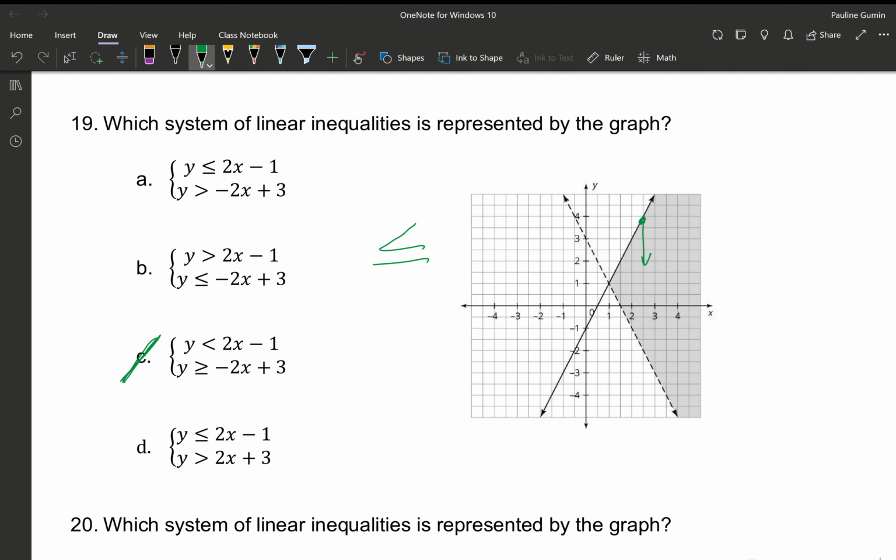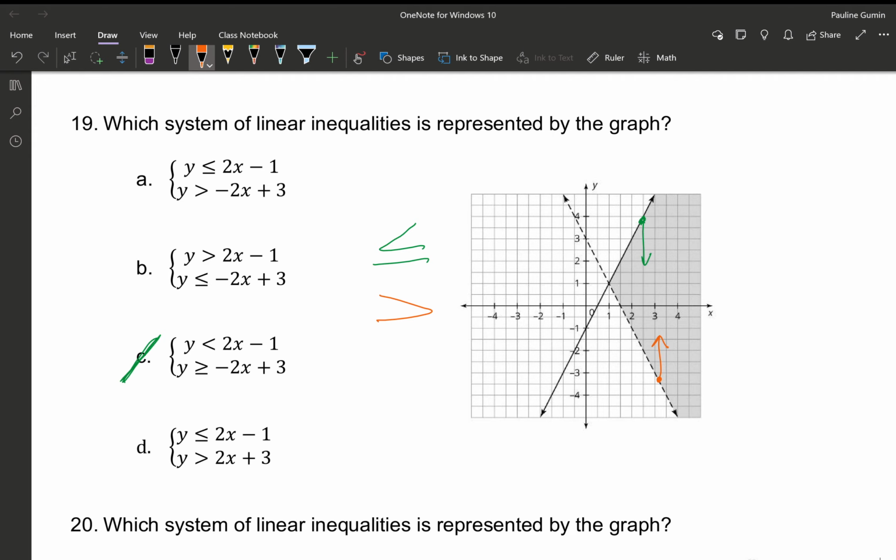I can cross off letter C. Every other one has it. Okay, that's fine. Onwards we go. How about this dotted line? This dotted line seems to be shaded up, so I should have a greater than symbol. Let's see what I can cross off. Nothing. Well, that's not helpful now, is it?